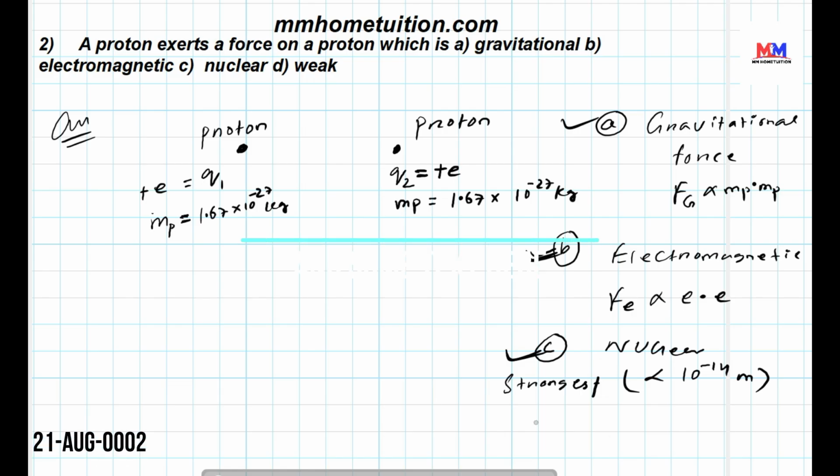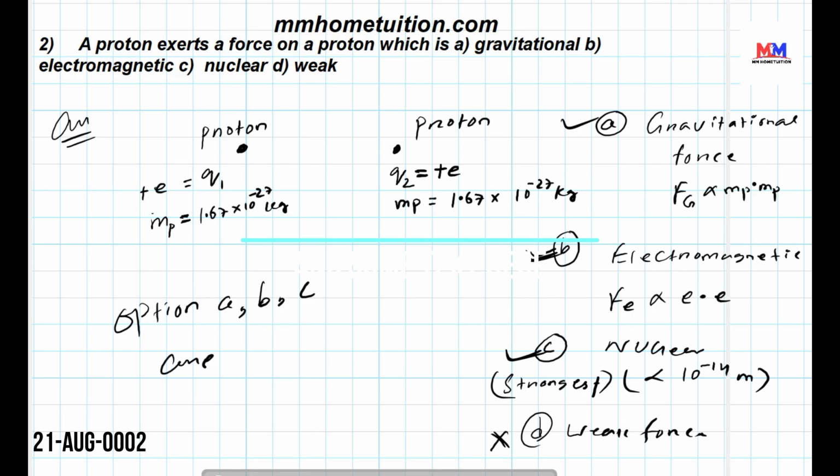And option D, weak force is not applicable, because nuclear force is already applicable, which is the strongest in nature. So option D is not applicable. In this case, options A, B, C are correct.